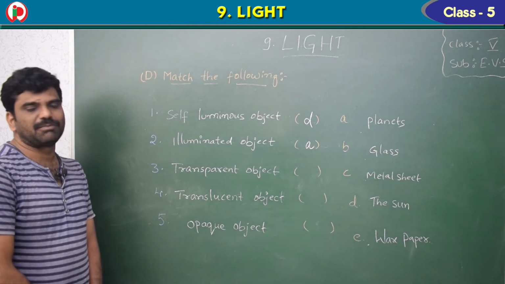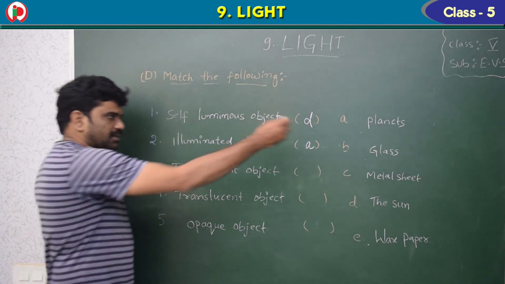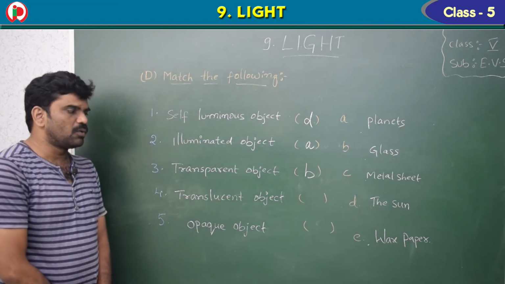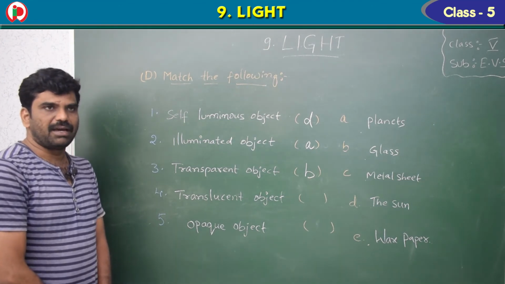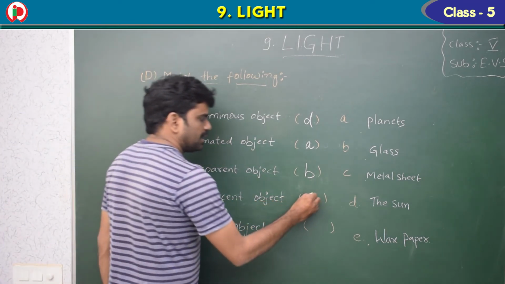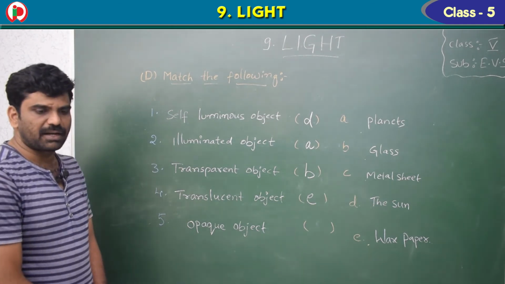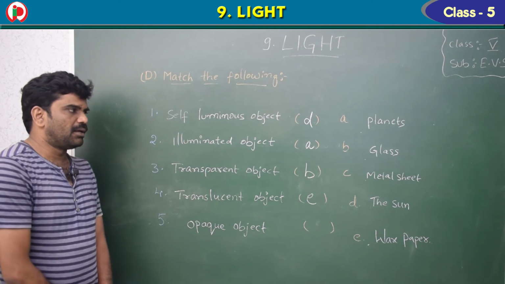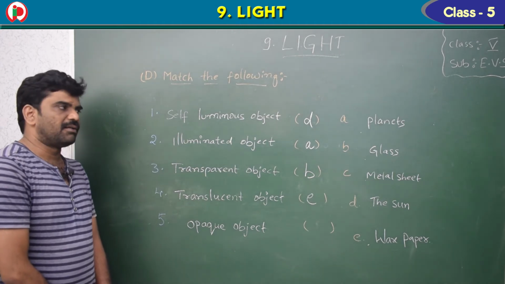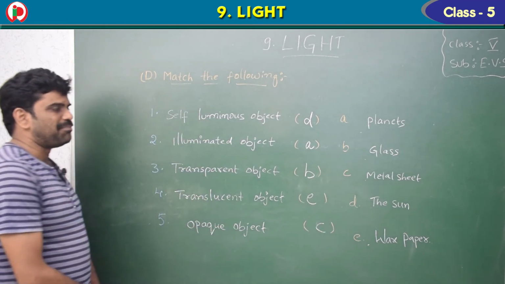Next one, transparent objects. Transparent objects are those which allow light to pass through. An example is glass, pure glass. Next, translucent objects are those which allow light partially. That means they allow only some light. So that is E, wax paper. Next, the last one, opaque objects. Opaque objects are those which do not allow light, like a metal sheet, the human body, and a wooden block. So the metal sheet is C. So the answers are D, A, B, E, C.